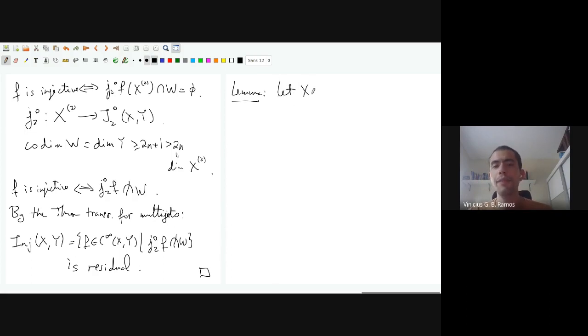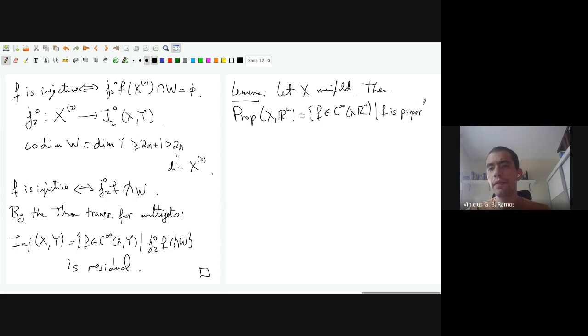So let X be a manifold. Then this set of proper functions from X to Rm, such that F is proper, is non-empty and open.